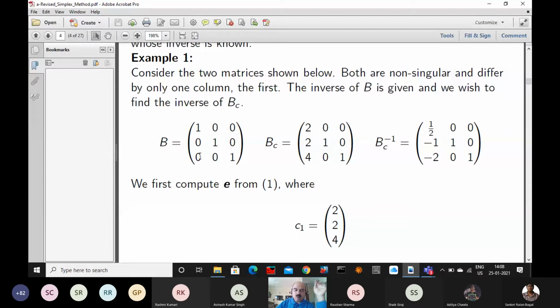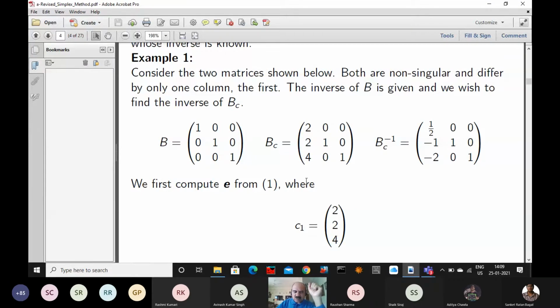So what we will do? We will compute a column vector E in this manner. If you compare B and BC, as you know, 2 2 4 and 1 0 0. In the original matrix it was 1 0 0. Now the 1 0 0 I am removing, I am replacing with 2 2 4.